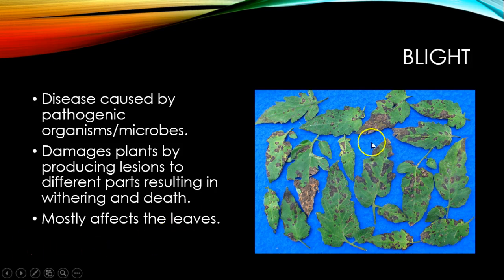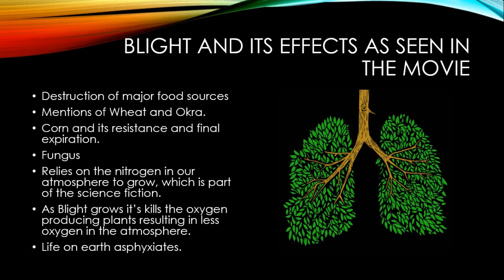So lesions are found here. These little dark areas are lesions. Alright, these are found in different parts of the plant, which result in the plant withering and then eventually dying. And it mostly affects the leaves, and the leaves are where photosynthesis actually occurs.